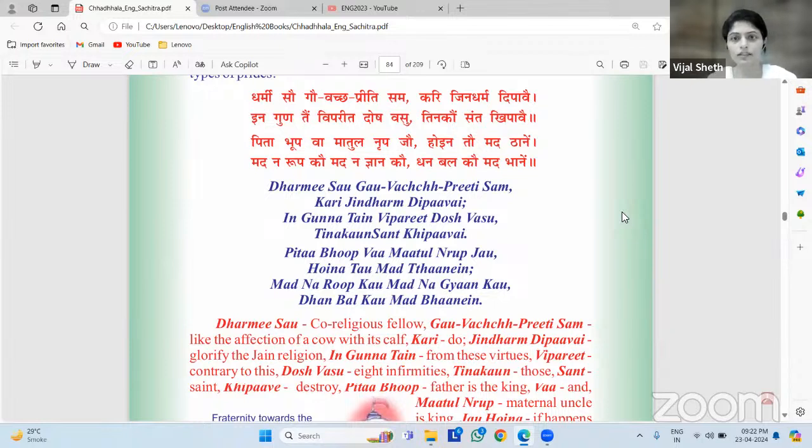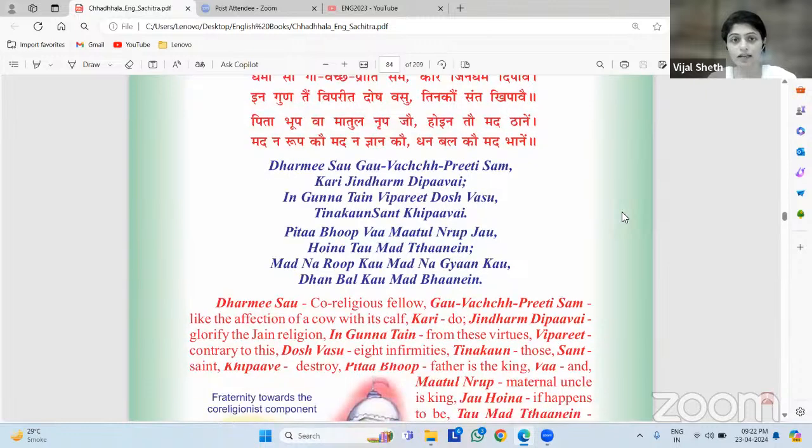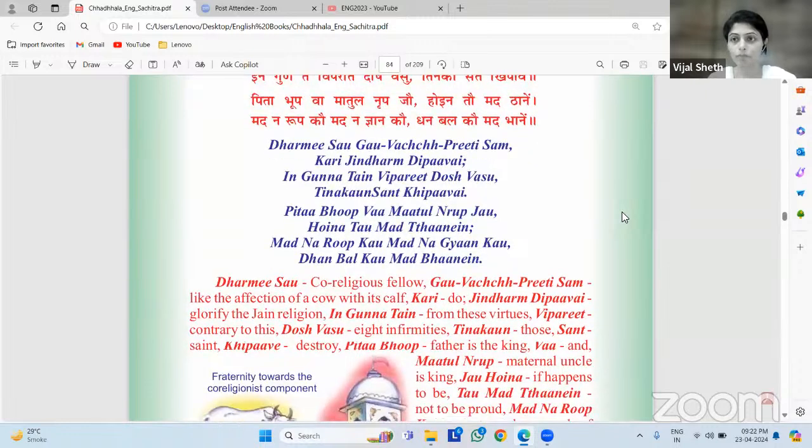Okay. Tinko satat khipave. Now we are describing from this the eight types of pride, the mud. Vasu mad tari, so eight mud. So what are these eight mud or pride? Pita bhupva matul nrupjo. You are proud because your father or the father's lineage is of kings, industrialists, rich persons. So people have that pride. Oh, you don't know who my father is. I belong to a minister family or some influential family. You have that pride. Matul and Ruk, mother's side is influential.